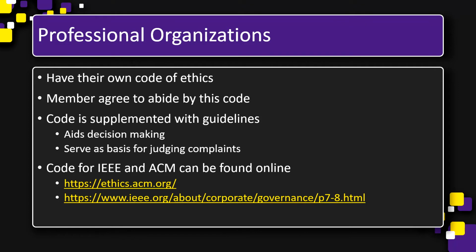So as a member, if you make a complaint about another person in the organization, they will judge the complaint based off of the code of ethics, but also based off of the guidelines that they have that supplement that code of ethics. Now, the Code of Ethics for IEEE and ACM can both be found online. The ACM Code of Ethics can be found at ethics.acm.org, and the Code of Ethics for IEEE can be found at www.ieee.org/about/governance/p7-8.html.